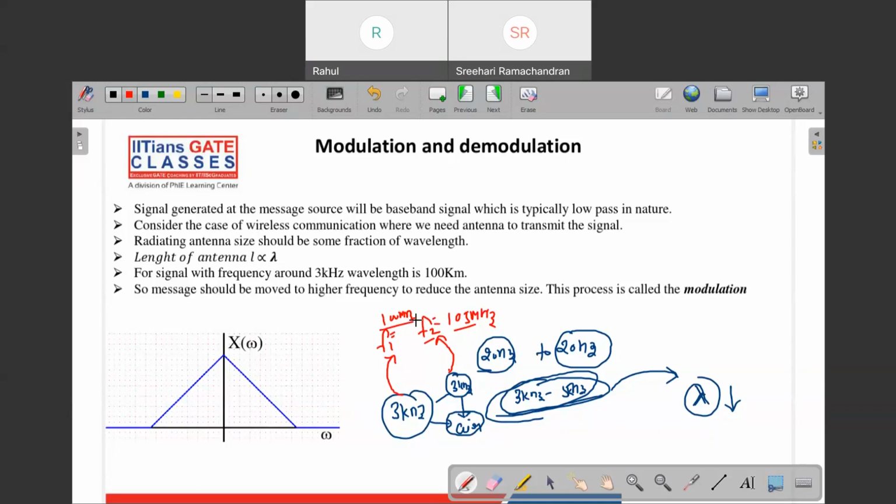Okay, and because of that, we will be able to recover the signal without any interference, and two users can use the same channel without worrying about the interference, because now both of them are using different frequencies. So that is one other motivation to use modulation. So the first motivation is to reduce the antenna size. Second motivation is to reduce the interference of the different users. Does anyone have any doubt here?